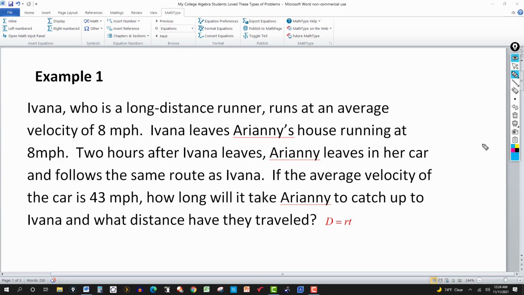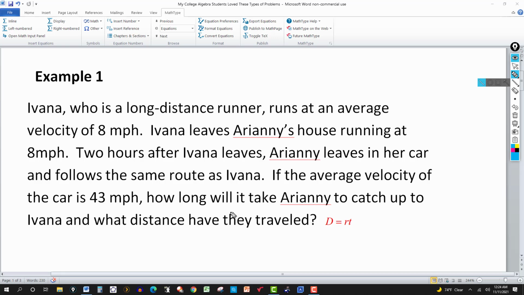So let's look at the problems that my algebra students loved so much. And they are word problems. So I want you to go ahead and read the first one. Find out what they're looking for. Select the variable x, y, z to represent the quantity that they're looking for.